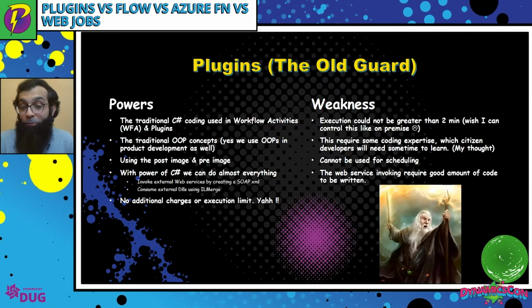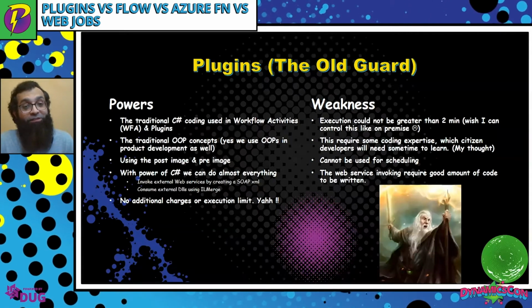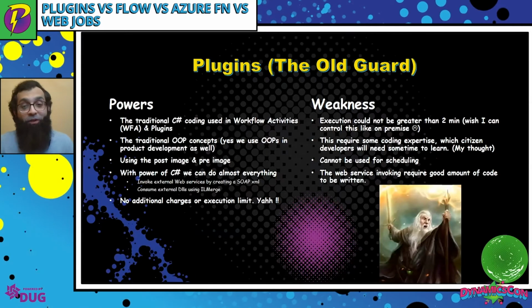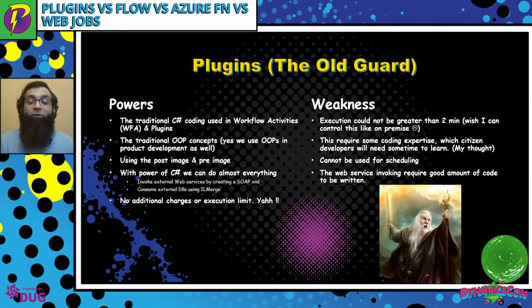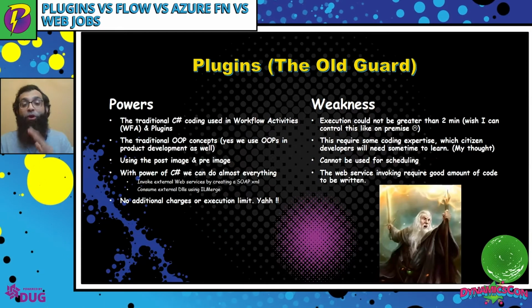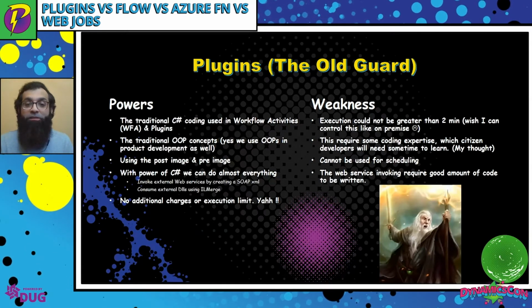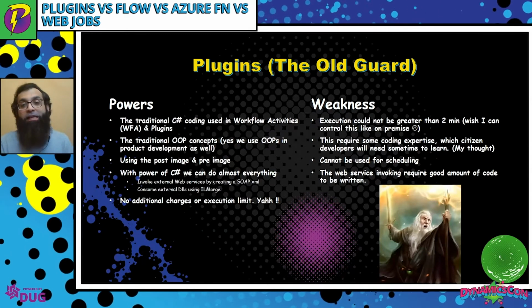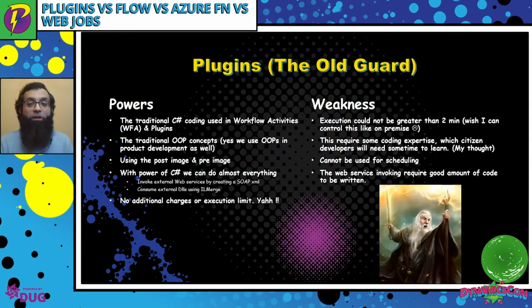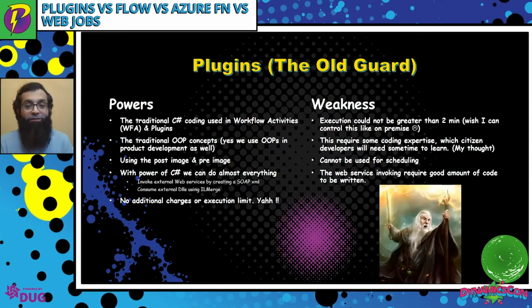But by the way, the best part, there's no additional charge in it. There's no execution metering, like, okay, 5,000 times a plugin ran, so you will be charged. There will be no subscription cost. That's the catch. It's available by default on a tenant basis. If you buy a customer engagement license, you will have that by default, and you can use this capability at your ease.